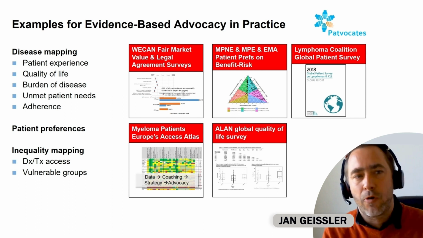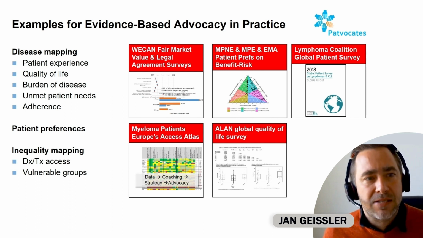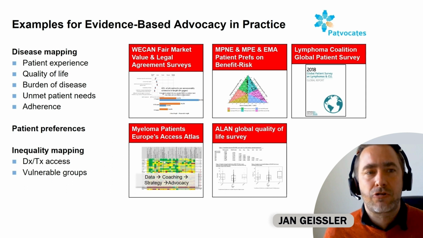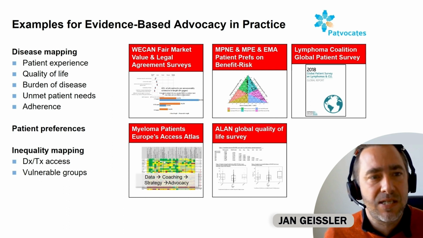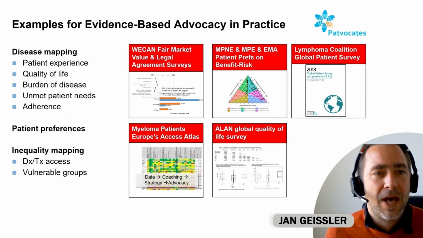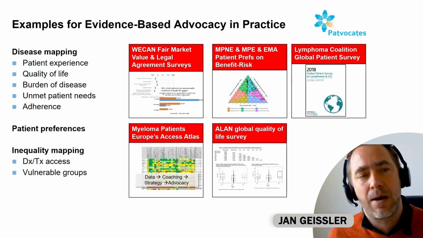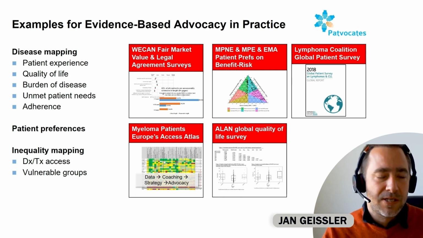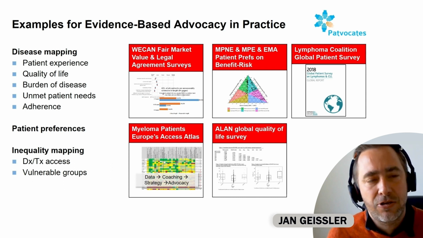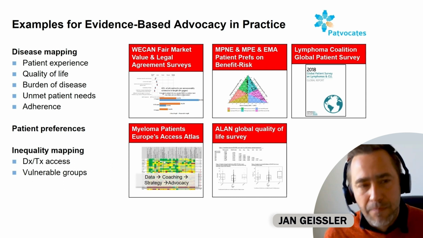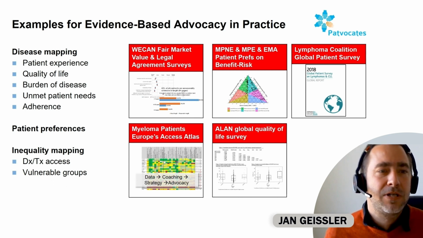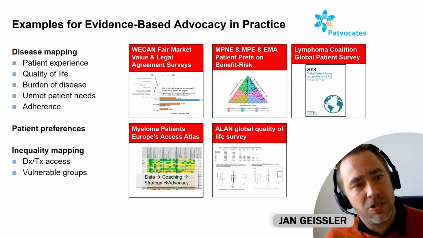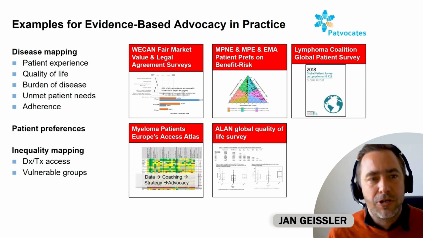Evidence-based advocacy basically works in three main areas. Of course, disease mapping, where we are trying to map out what's the patient experience, what's the quality of life of patients, what's the burden of disease and symptoms, what are the unmet patient needs, or what is, for example, adherence. We can, of course, run patient preference studies to actually understand, if you weigh up the good, the bad and the ugly, what do you decide for, and what are the clusters within a patient community to understand what kind of subgroup might have which preference.